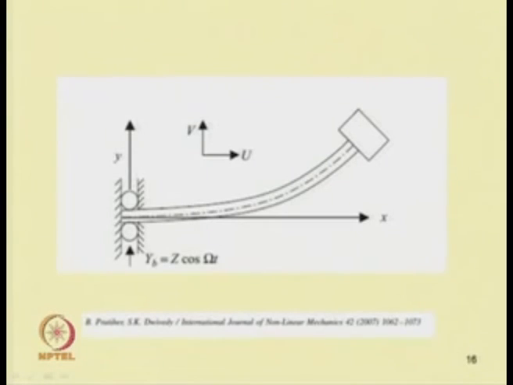So, let us consider one more example which was published in International Journal of Nonlinear Mechanics by Pratihar and Dwivedi. So, here a roller supported beam is considered. In this case we have to find the equation of motion. So, now considering a small section, one can write the potential energy, strain energy of the system, and in addition to that, it is subjected to a vertical force. So, one can find this non-conservative work done also in this way.